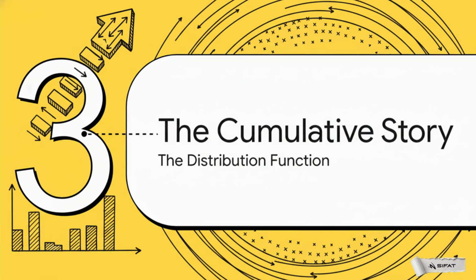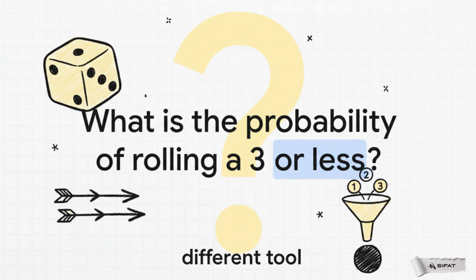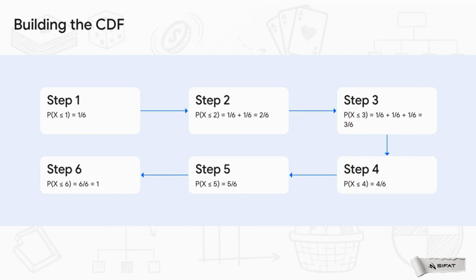So knowing the probability of one specific outcome is fantastic. But what if we want to ask bigger questions? What if we're interested in, say, a whole range of outcomes? Well, that brings us to our third and final big idea. Let's change the question up a bit. We're not asking what's the probability of rolling a 3 anymore. Now we're asking what's the probability of rolling a 3, or a 2, or a 1? To answer that kind of cumulative question, we need a different tool from our toolbox. And that brings us to the Cumulative Distribution Function, or CDF. Let's just build it together step by step.